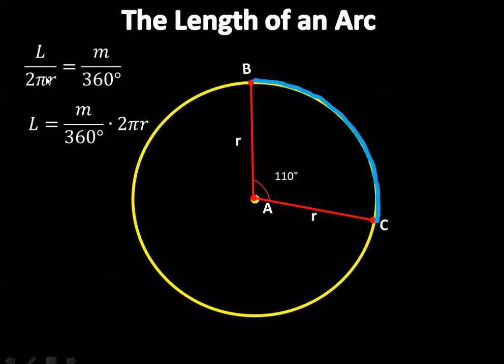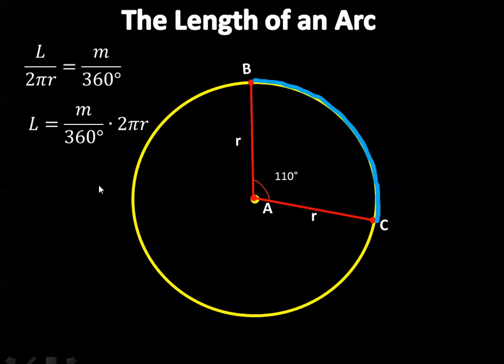Remember, we like to get rid of the denominator. We're wanting to solve for the length, so we're going to get rid of this 2 pi r. The way we do that is we multiply both sides of the equation by 2 pi r. It actually reduces to 1 on the left side, so we're just left with L, like you see right here. Then we multiply on the right side.